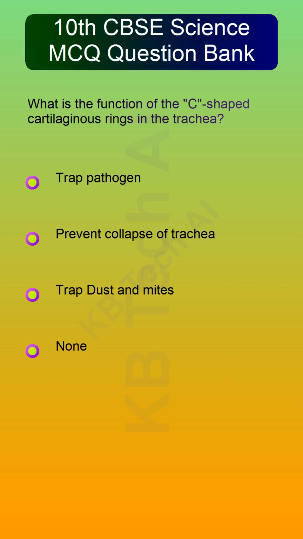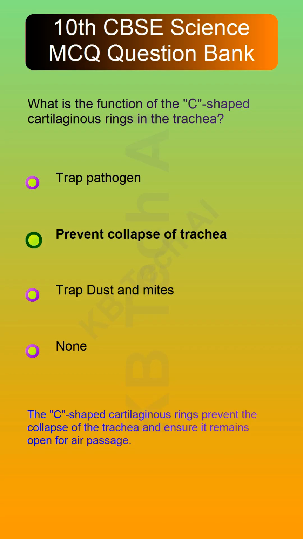What is the function of the C-shaped cartilaginous rings in the trachea? Option 1, trap pathogen. Option 2, prevent collapse of trachea. Option 3, trap dust and mites. Option 4, none. The answer is, option 2, prevent collapse of trachea.